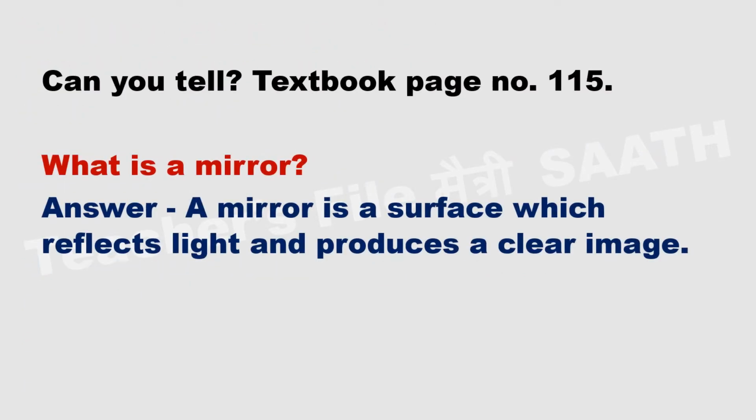Can you tell? Textbook page number 115. What is a mirror? Answer. A mirror is a surface which reflects light and produces a clear image.